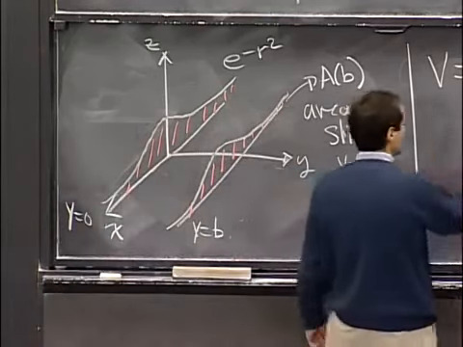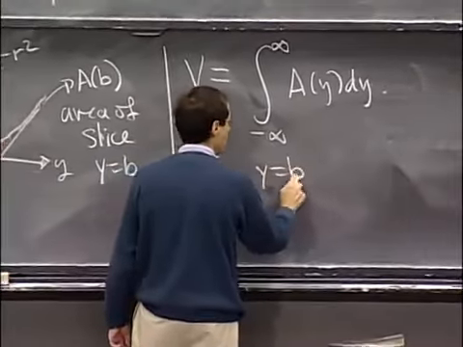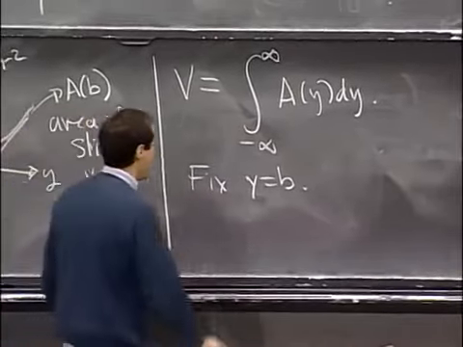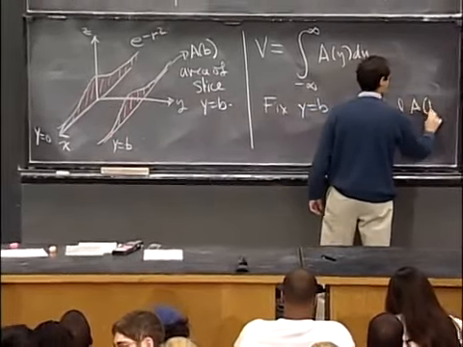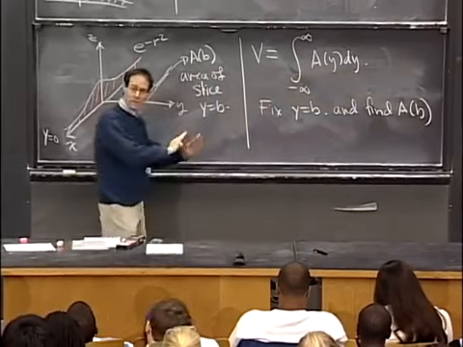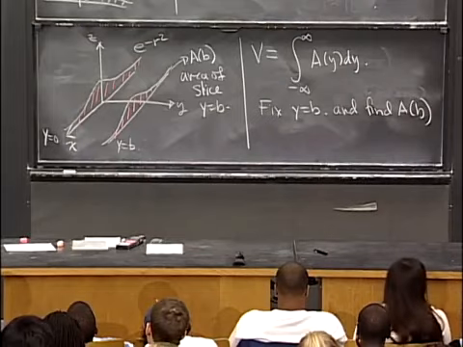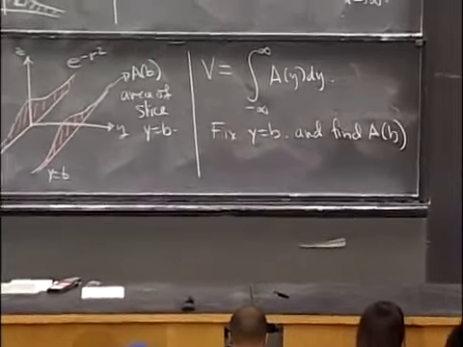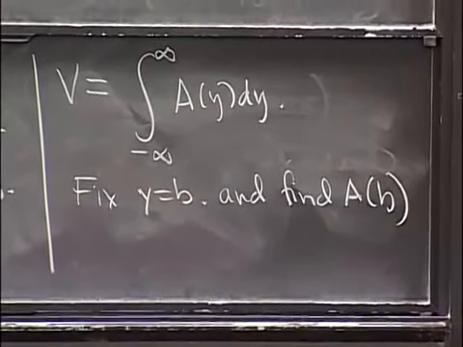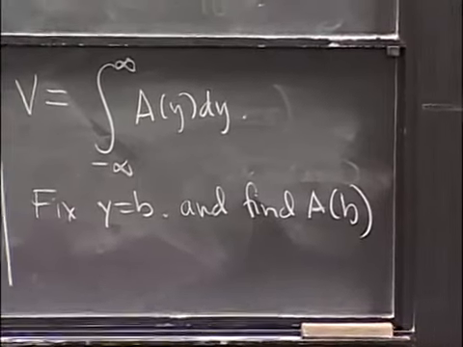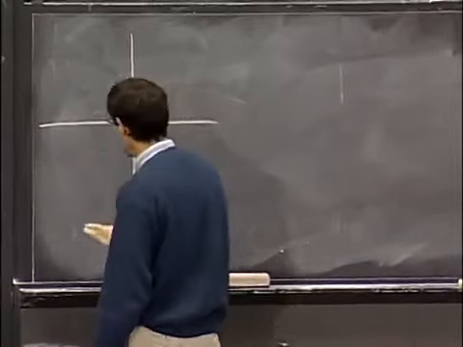And now our goal, in order to do this calculation, we're going to just fix y equal to some b. We're just going to fix one of these slices, and we're going to calculate A of b. That's what we need to do in order to make this procedure succeed. Now, this is the only place where this method works, but it's an important one. In order to make it work, I'm going to have to, again, draw the plot from a different point of view. I'm going to do the top view.